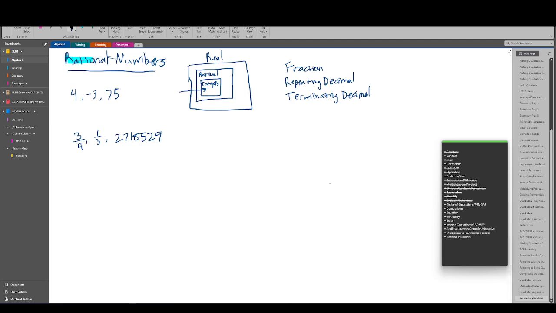As opposed to something like pi, which is irrational because pi goes on forever and we can't express it as a fraction. If you're confused as to how this one can be expressed as a fraction, just move the decimal over a bunch of places. So if I multiply this by 10, 100, 1,000, 10,000, 100,000, a million, then instead of a decimal, it would be 2718529, but we multiplied it by a million, so that's out of a million.